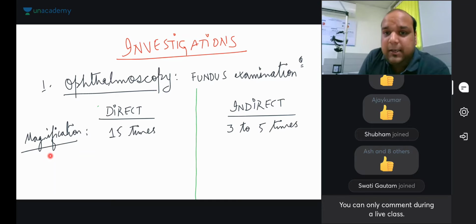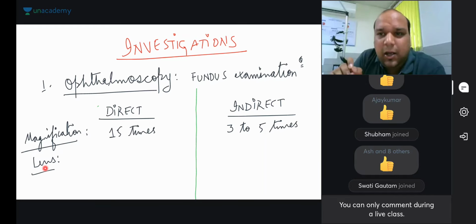Now, if there is some magnification happening in both the ophthalmoscopies, that means I must be using some kind of a lens. Now, this is very basic, very common, guys. Which type of lens is magnifying lens? We have all used a magnifying lens in our childhoods. Convex lens or concave lens?